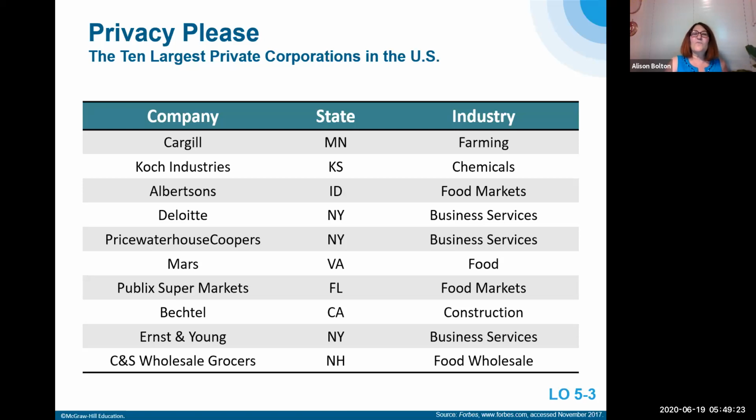Now, these are the 10 largest private corporations in the US. The ones you probably are aware of are Albertsons, Deloitte and Touche, lots of business services, accounting, Price Waterhouse, Bechtel, Ernst & Young accounting services, C&S Wholesale Grocers, who also work with Costco. Those are probably the most common ones that you may be aware of as students here.